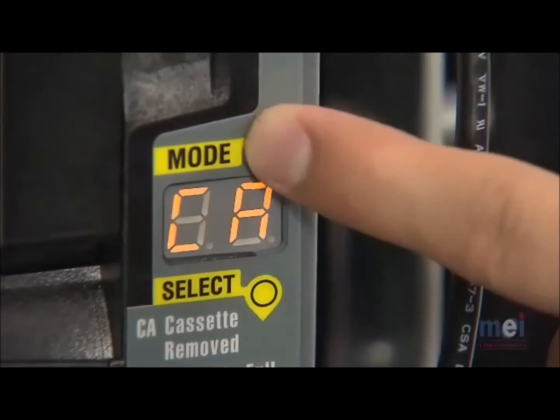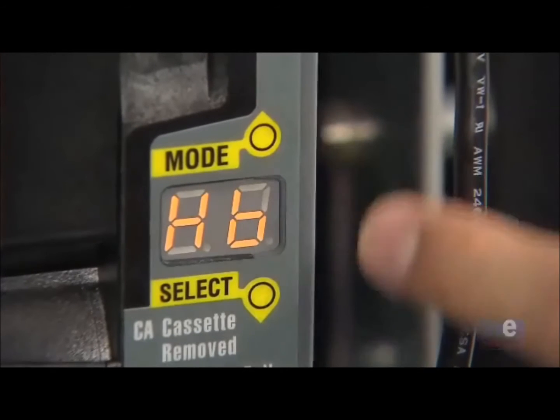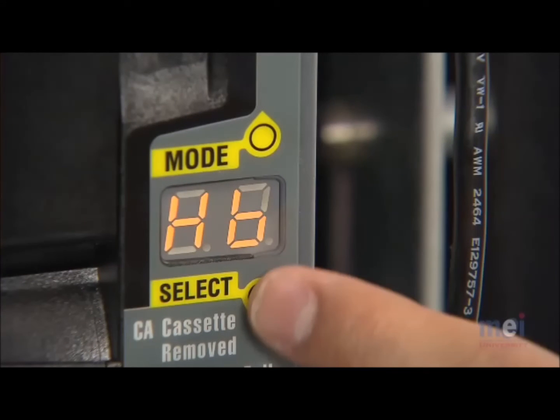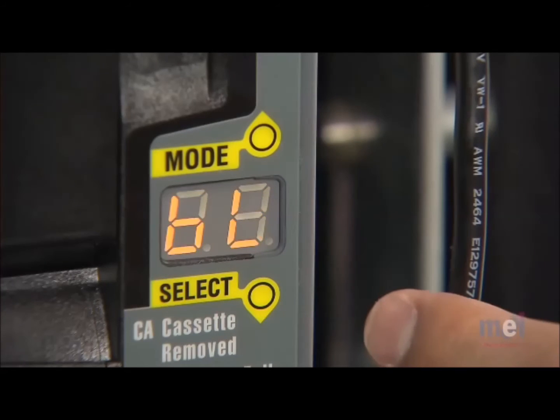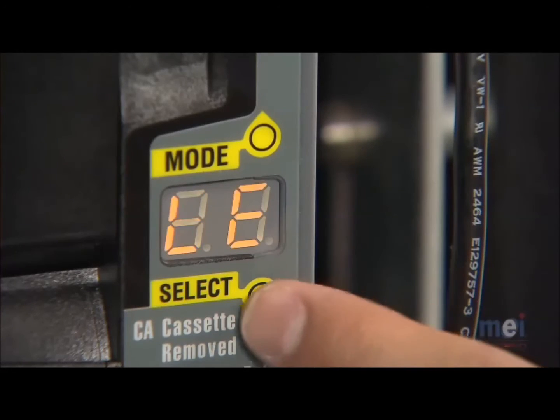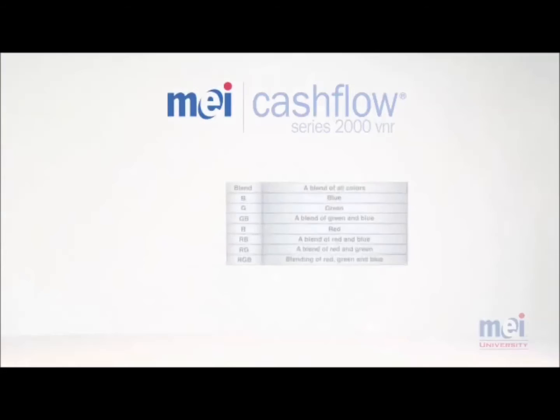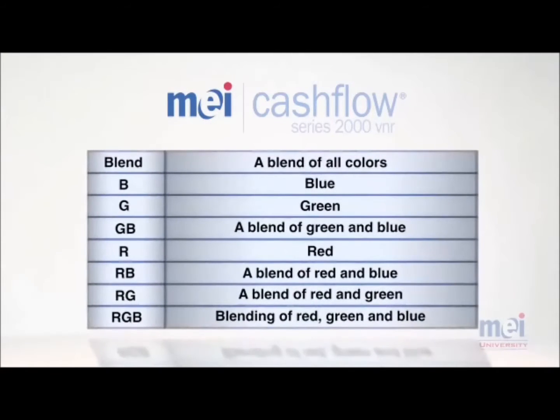HB is the next menu option. Here, the operator may change the settings on the high visibility bezel if installed. As you press and release the Mode button, you can scroll through all the color options available to use. The chart can be seen here to determine what color options are available.